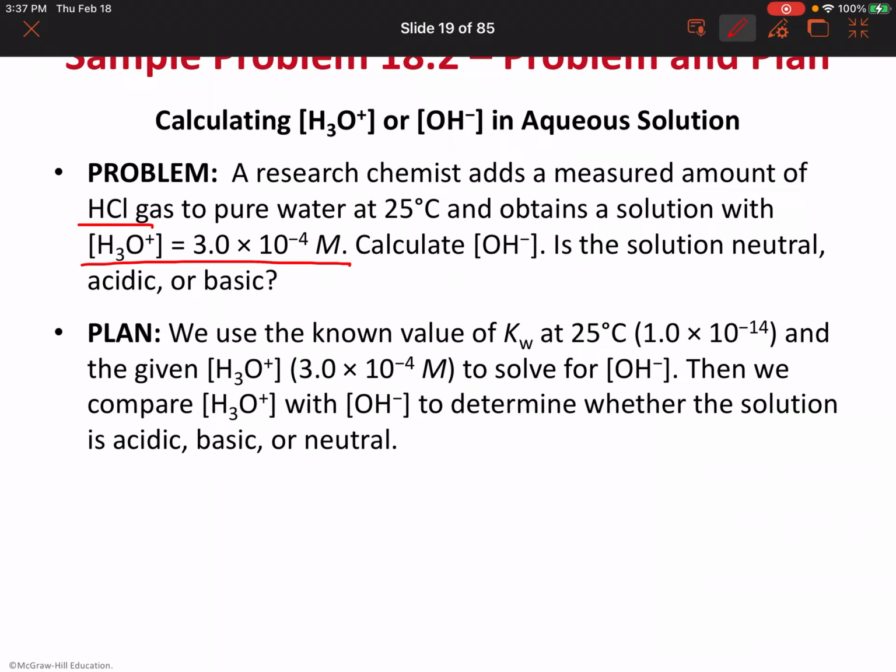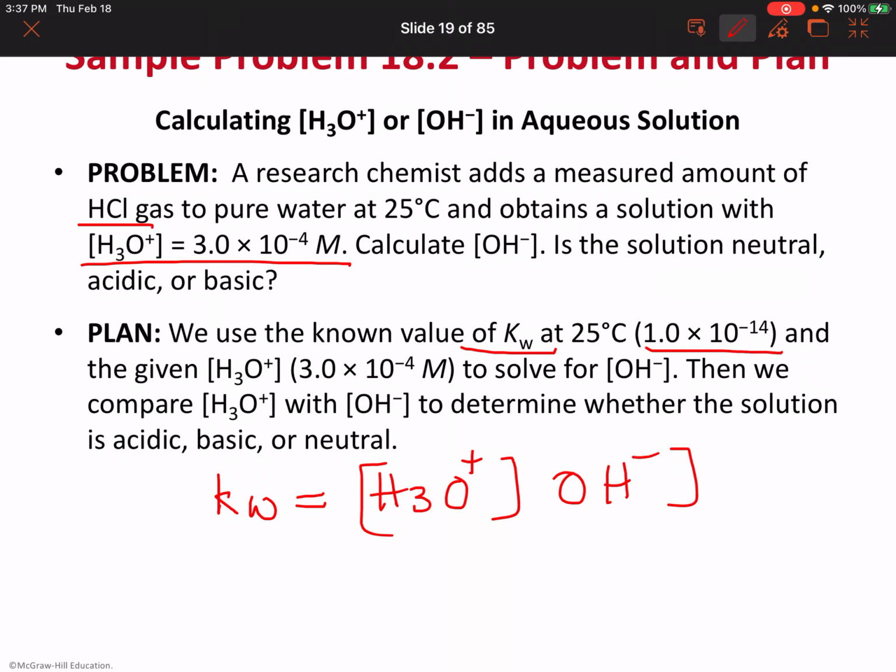We are given hydronium ion concentration. What else do we know? We know the Kw, right? Remember, we know the Kw. Kw is the ionic product of water, which is 1 x 10^-14. So Kw basically is hydronium ion concentration times the hydroxide ion concentration. To calculate the hydroxide, the Kw is 1 x 10^-14. So we know hydronium ion, which is 3 x 10^-4.